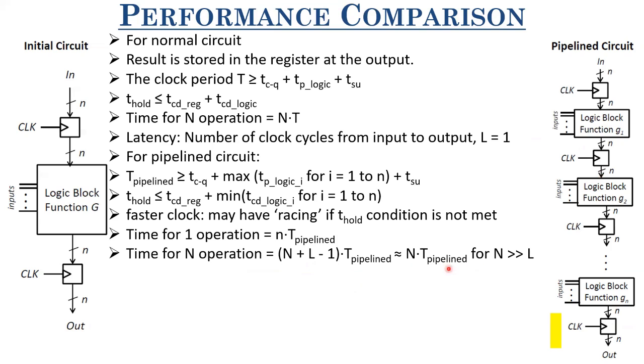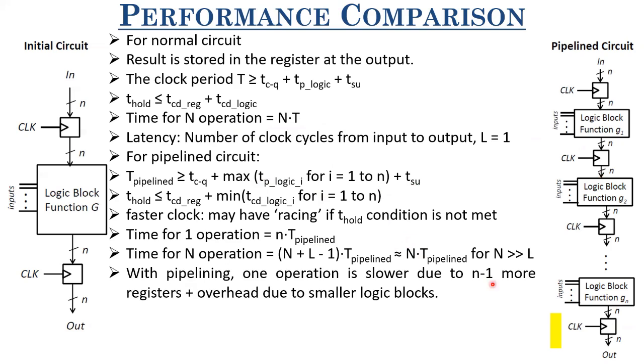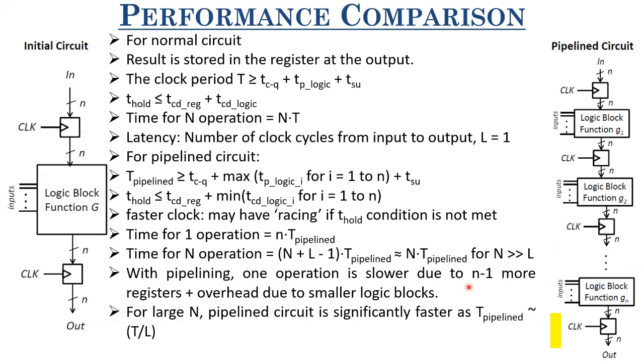So the time for N operations for a simple circuit is N times T. The time for the pipeline is N times T pipeline. If the ratio of T and T pipeline goes as the ratio of the latency, then you are L times faster. Also, with pipelining, one operation is slower because you have added n minus 1 other registers and overhead due to smaller logic blocks. But if you go for large operations, it is significantly faster, as T pipeline is nearly equal to T by L. So this is the advantage of having a pipeline architecture.